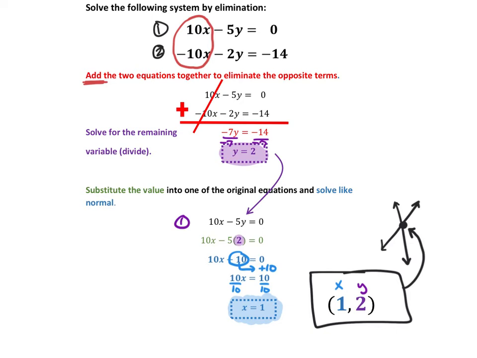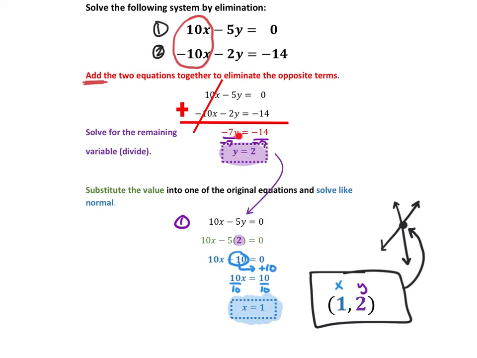Let's walk through the steps one more time. We make sure we're in standard form and that we have an opposite term. Then we straight up add the equations together, just like an old-fashioned addition problem. 0 plus negative 14, negative 5y minus 2y. We do all of this addition.